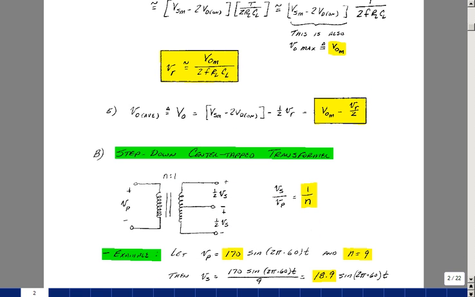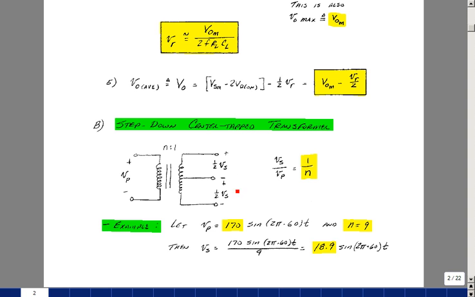Now we're going to use a step-down transformer to step the voltage down from line voltage to something in the 15 to 20 volt range. We also have a center tap transformer, which allows us an interesting possibility for a dual supply.